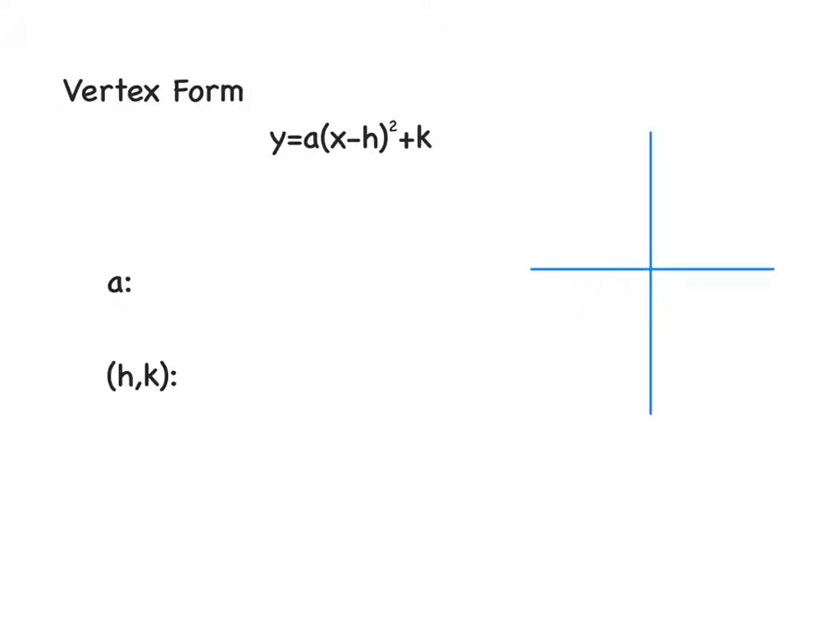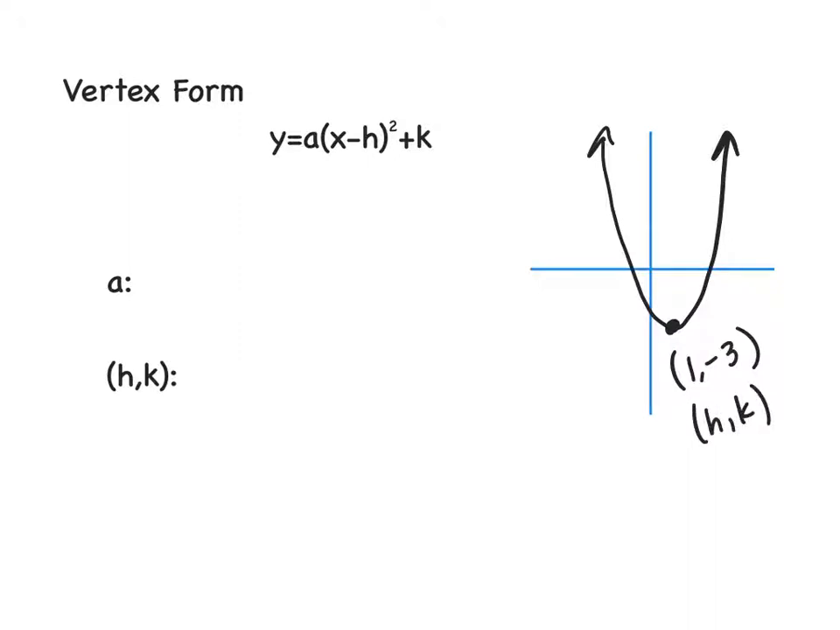Starting off, the vertex in vertex form. This is my favorite. The vertex in this particular one, so if I have, and this really doesn't matter, the vertex here. Let's say the vertex here is the point (1, -3). That is, in this form, the point (h, k). So in this equation, the h is our x value for our vertex, and the k is our y value. So x value and y value of the vertex.